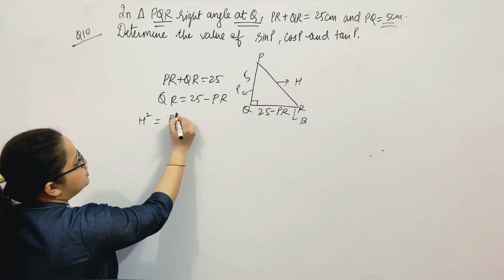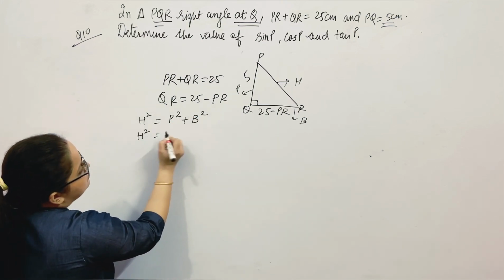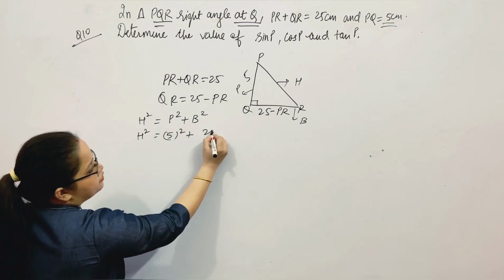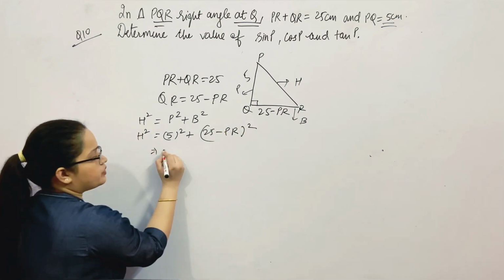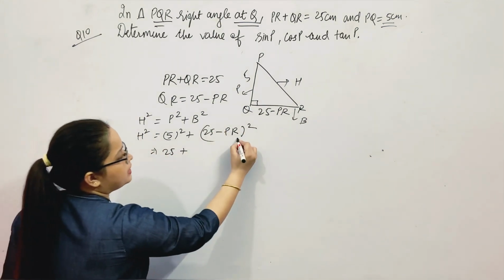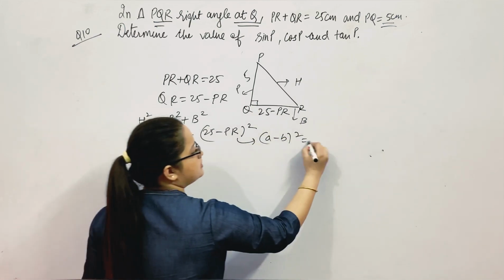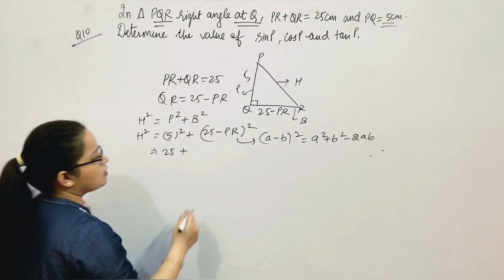h square is equals to p square plus of b square. Hypotenuse is not given. Perpendicular is 5 whole square. Base is 25 minus PR whole square. 5 square is 25.